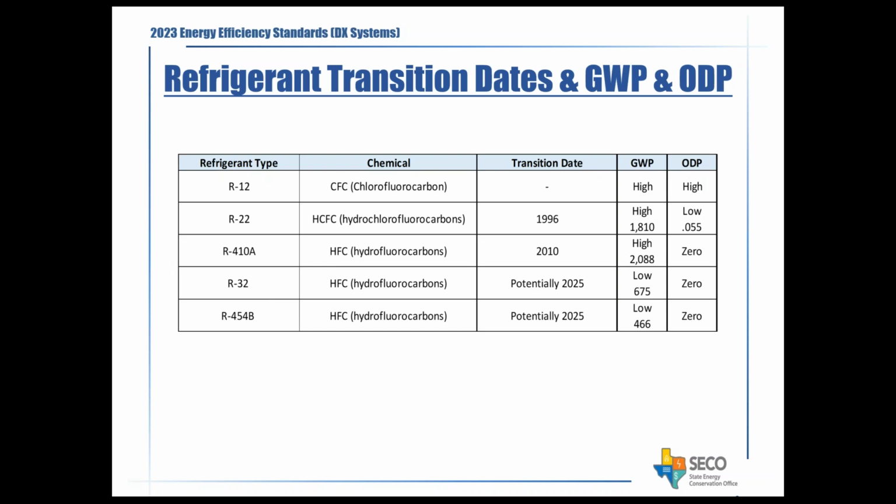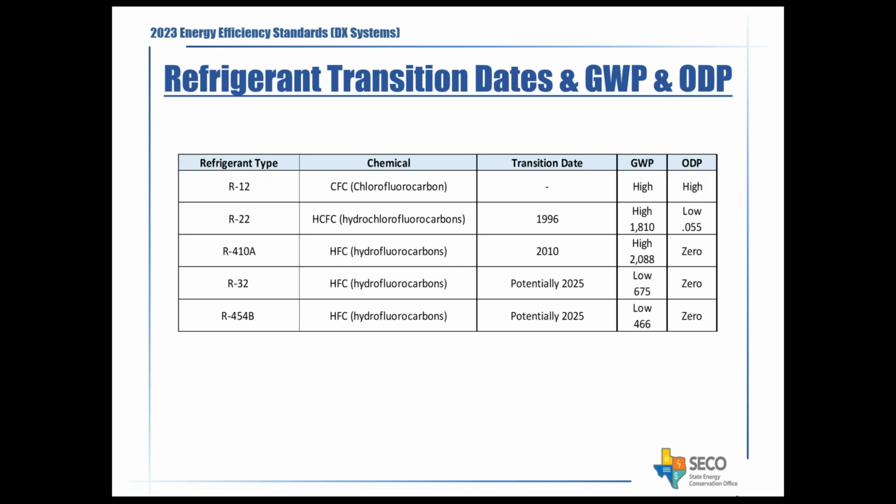Then a transition was made from R12 to R22. Most of the chillers and older systems had to be upgraded to R22. That transition to hydrochlorofluorocarbons, which is HCFC, happened in 1996. The GWP was high, which was 1800, but the ODP was 0.055, which is a lower number compared to R12. Then a transition in 2010 was made to R410, mostly for split systems and DX systems.